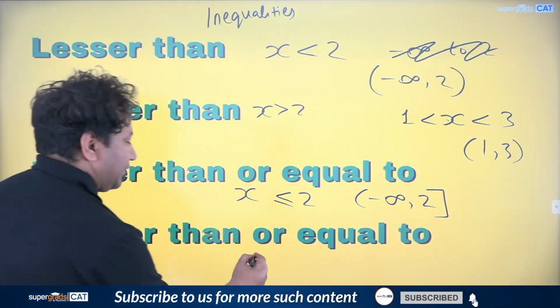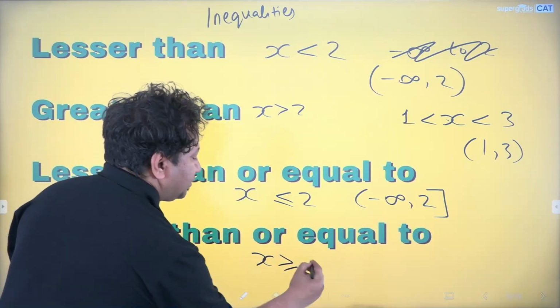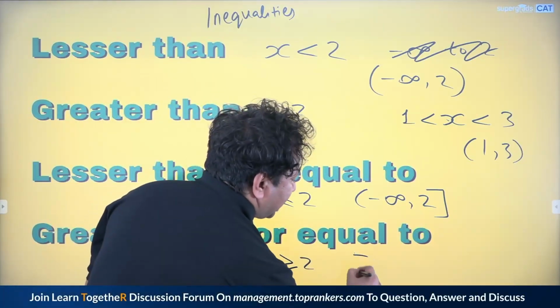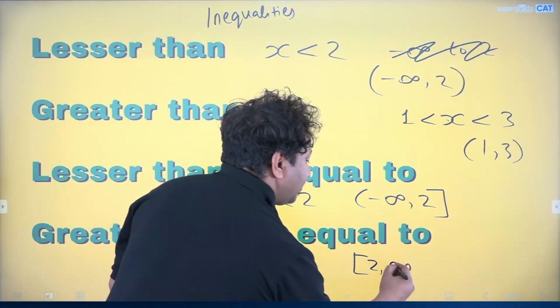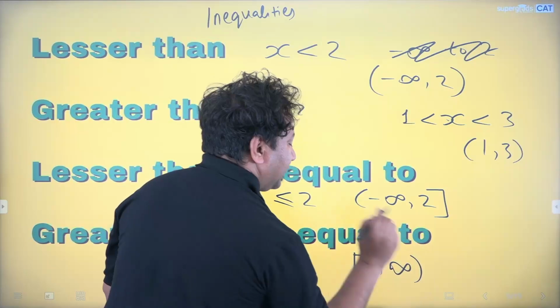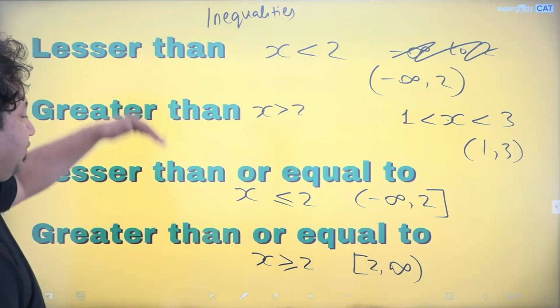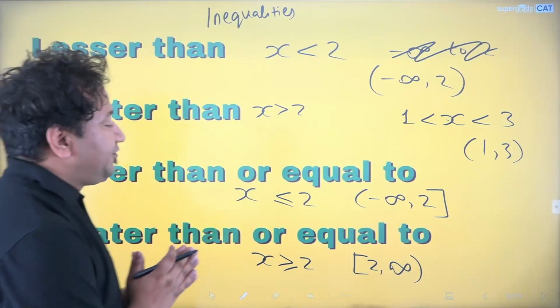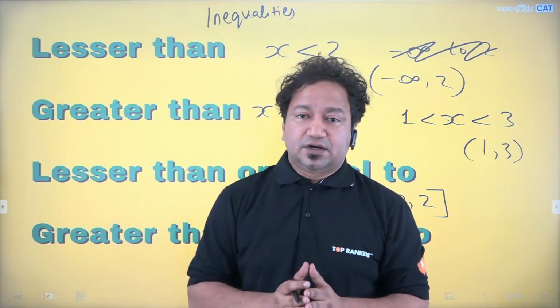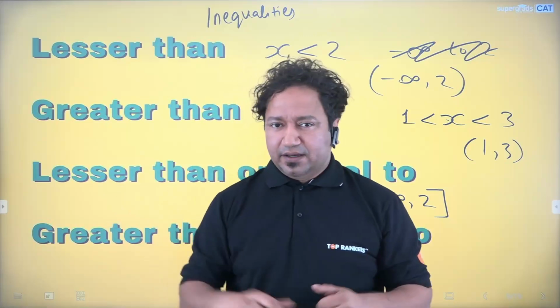Greater than or equal to, same way. x is greater than or equal to 2. This means square bracket, we'll put 2 here. 2 will be included in everything else till infinity. Now infinity is always open, I'll put it over here. So this is going to be used. And if you know these things beforehand, it'll be very easy for you to navigate through the syllabus of CAT and other management entrance exams.